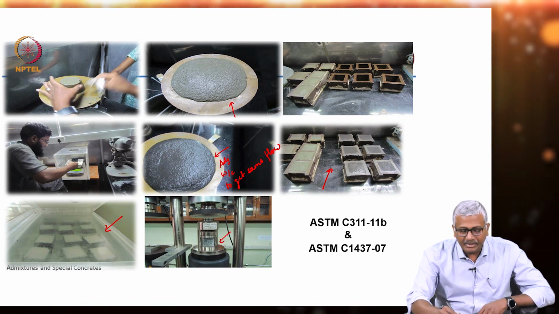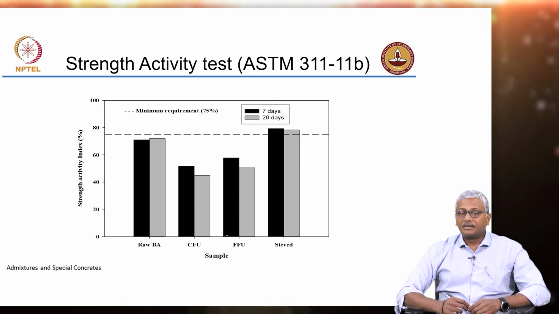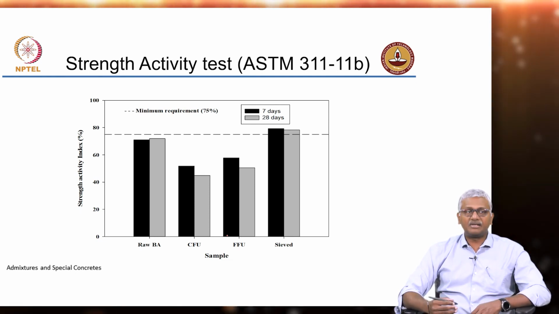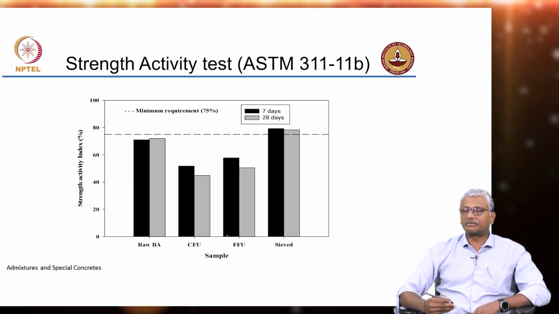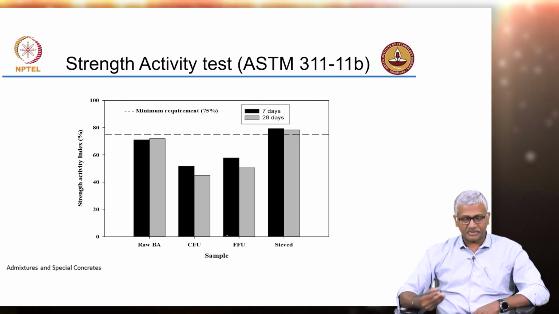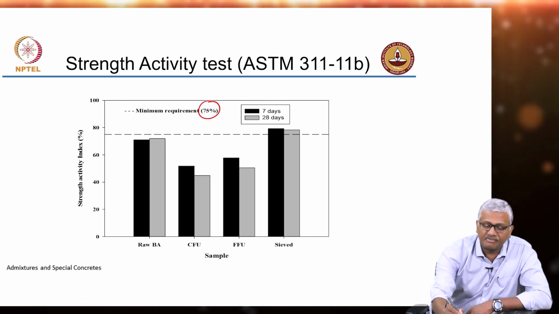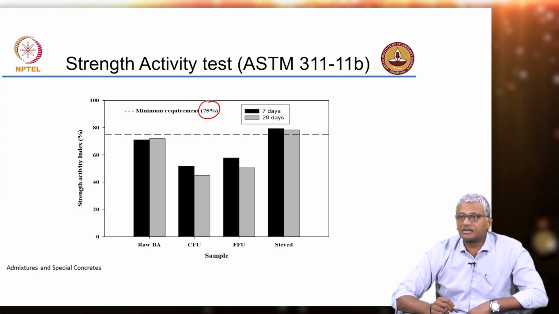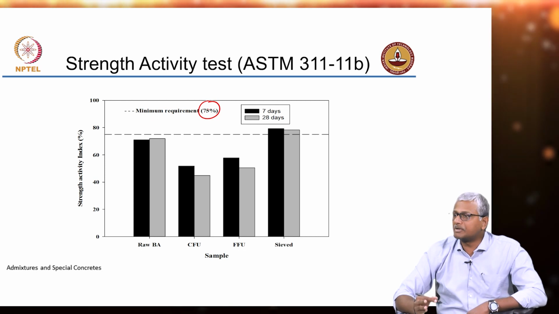So, here the test is performed at 7 days and 28 days, and based on the test result we calculate the strength activity index, which is the ratio of the strength of the pozzolanic mortar to the strength of the plain cement mortar expressed as a percentage. And for fly ash, the minimum requirement is 75%. That means the strength of the pozzolanic mortar should be at least 75% of the strength of plain cement mortar.